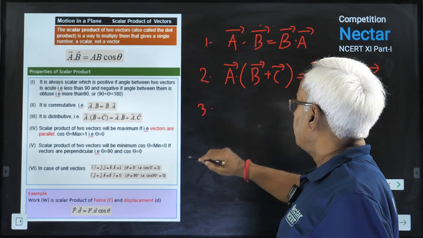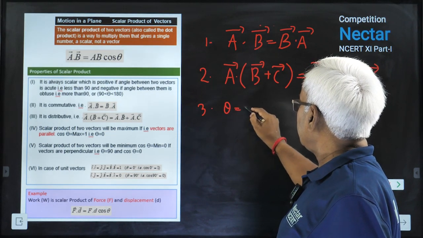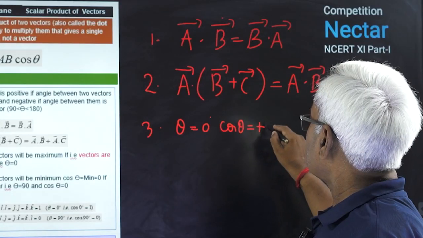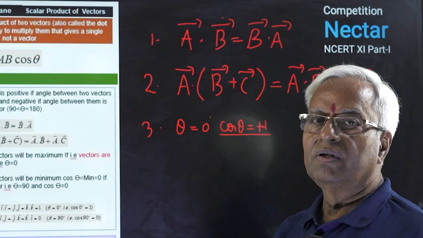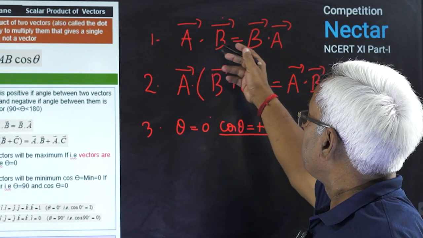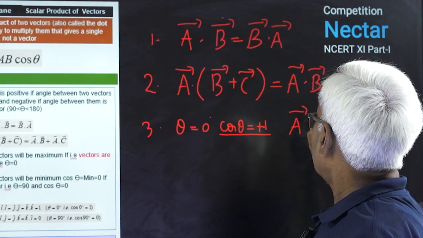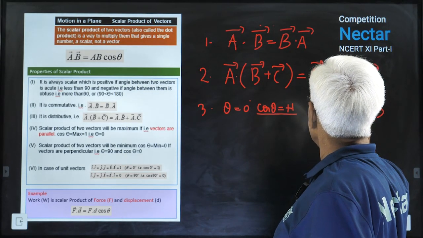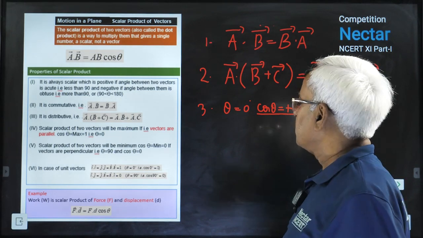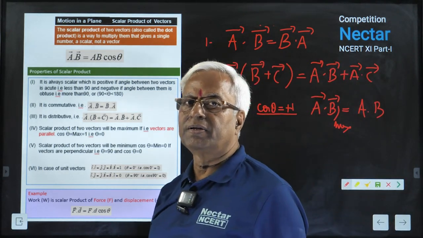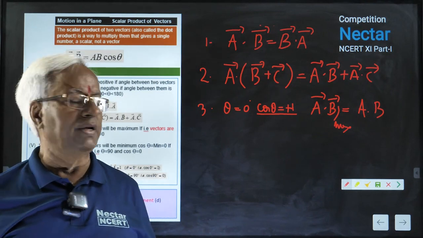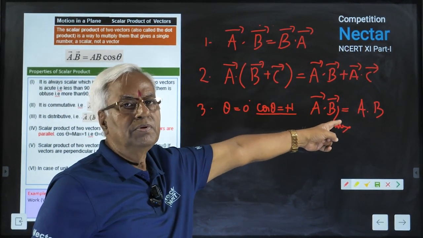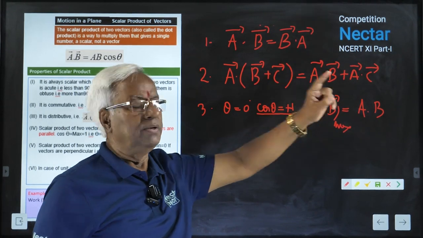Then the third property: if theta is 0, cos theta has its maximum value, and that way the dot product is going to be maximum. What is the maximum value? It will be AB only. Similarly, if you take theta as 180 degrees, cos theta is going to be -1, and there you get the minimum value, minus AB.